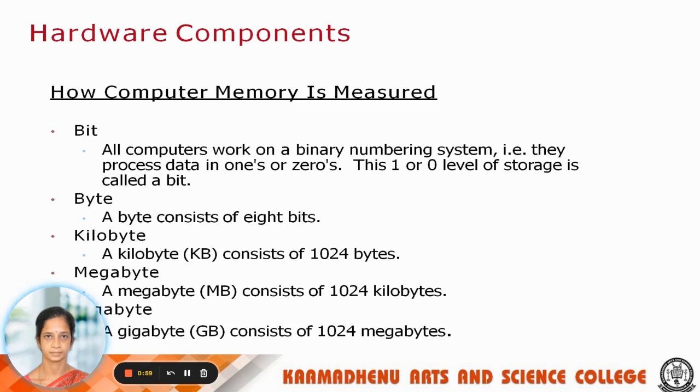So how is computer memory measured? Bit, byte, kilobyte, megabyte, and gigabyte. A byte consists of 8 bits. Then they become kilobyte, megabyte, and gigabyte. These all go up in steps of 1024: bytes are converted into kilobytes, kilobytes into megabytes, and megabytes into gigabytes.